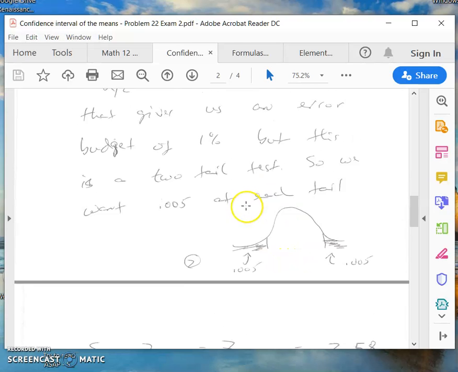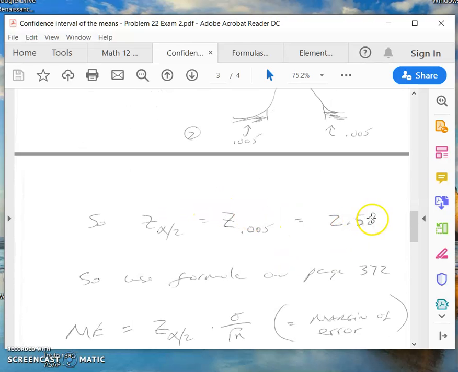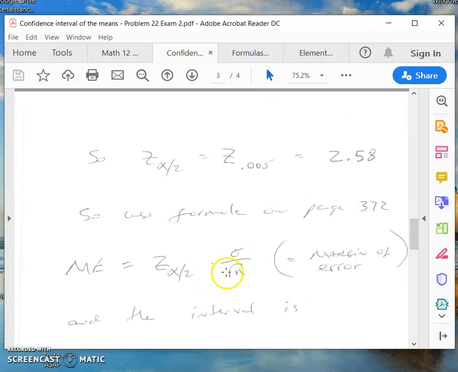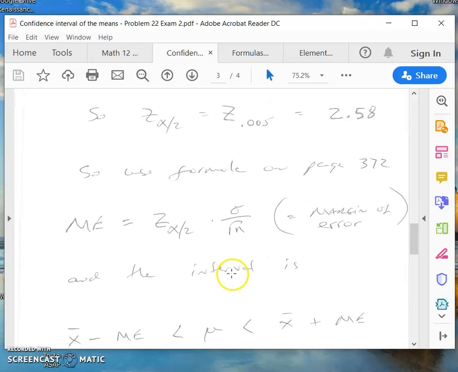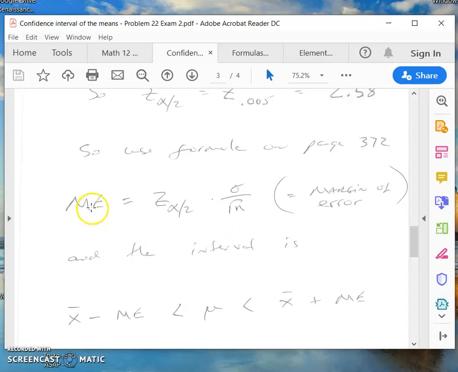Okay, so that's where I get the 2.58 as my critical value. Boom, there it is. And it's plus or minus 2.58. All right, so we use the formula on page 372. Okay, remember the margin of error is just this 2.58, the z sub alpha over 2, times this guy. This guy is normally called the standard error. So the standard error times this coefficient gives me the margin of error.